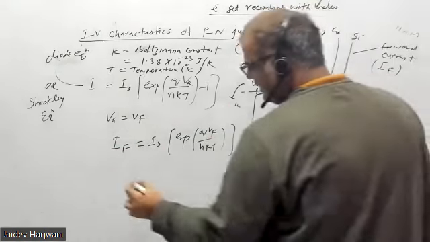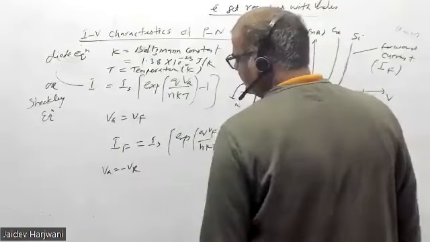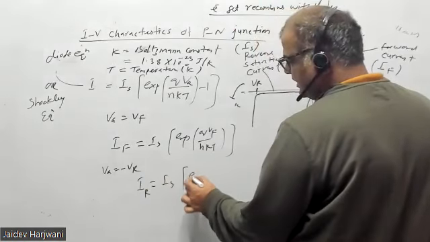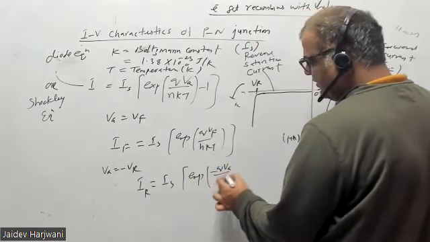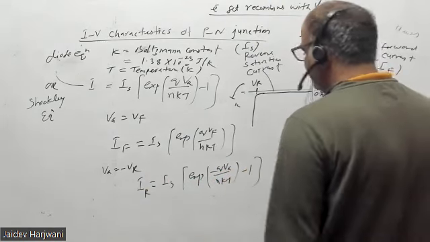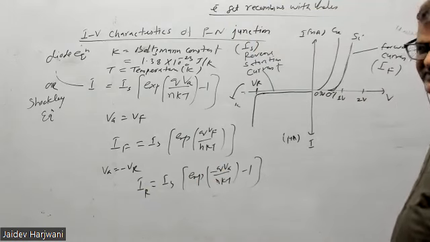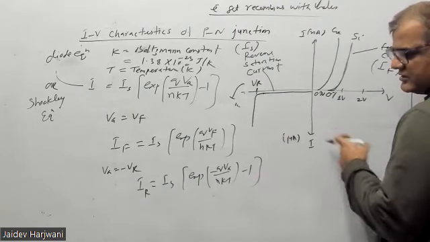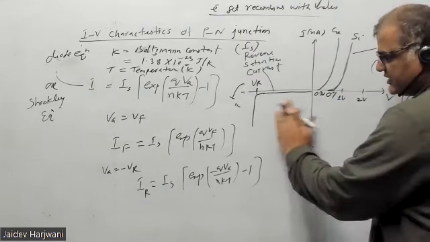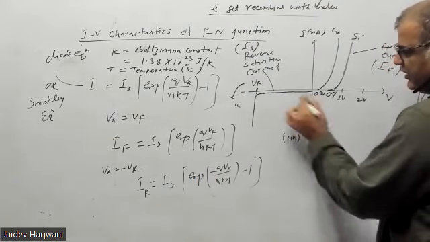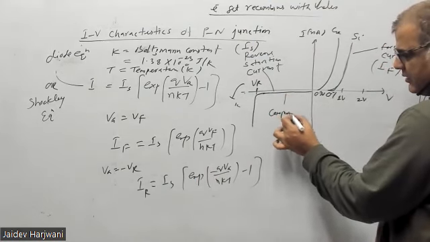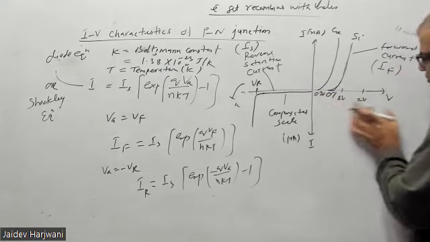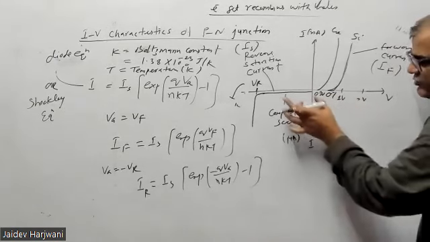If the applied voltage is reverse bias, minus VR, then I reverse becomes IS times exponential of minus QVA upon eta KT, minus 1. Now this VA is very high, 4, 5, 6 volt. Here the scale and here the scale are different. Whenever you draw the IV characteristics of a diode in your laboratory, you always take a different scale here because the voltage is less.